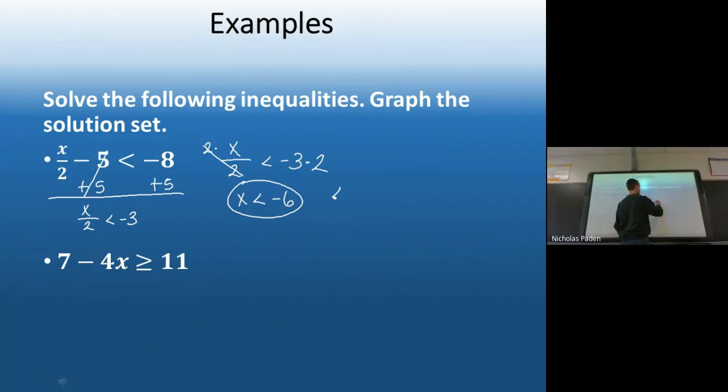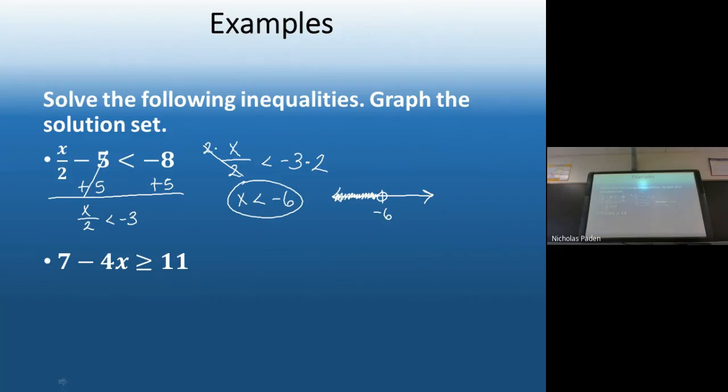So x is less than -6. That means at -6, it's just less than, so it's an open circle. Less than means I shade to the left. Okay, so open circle, shade to the left. And we'll do one more together.